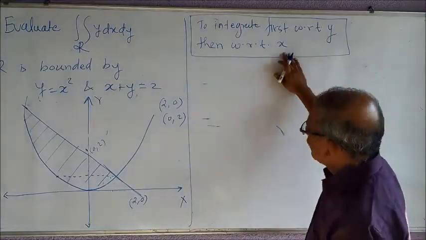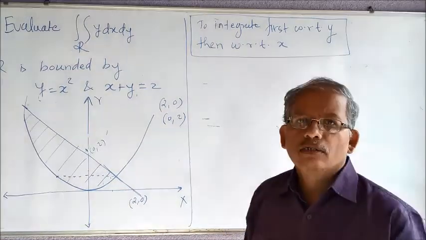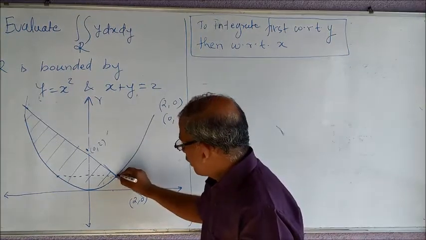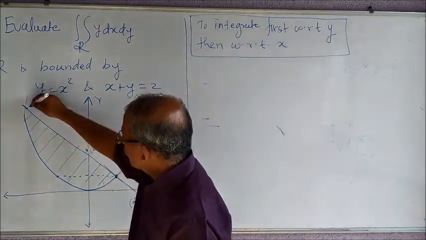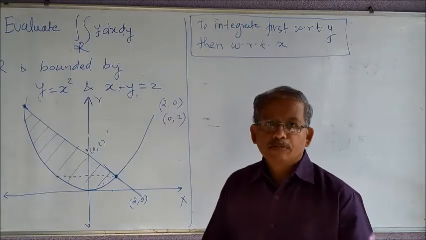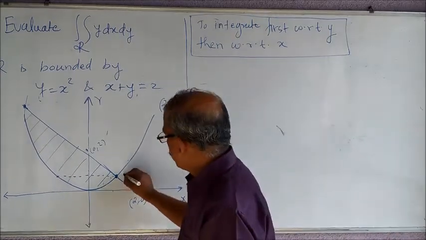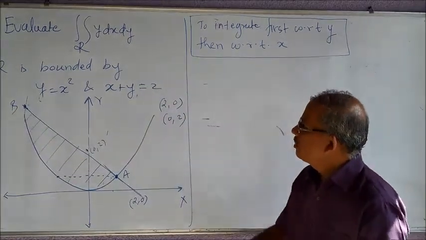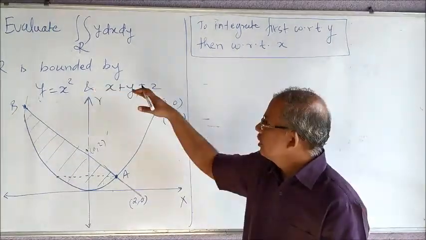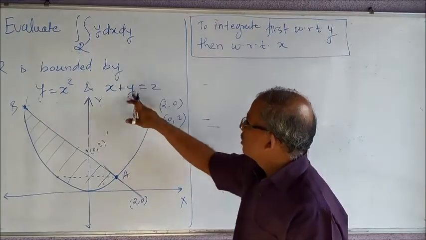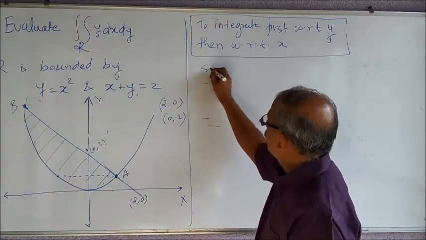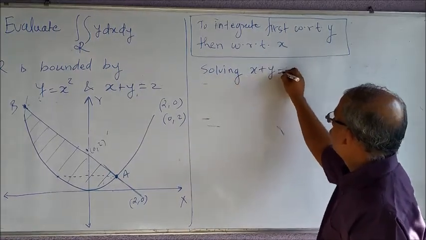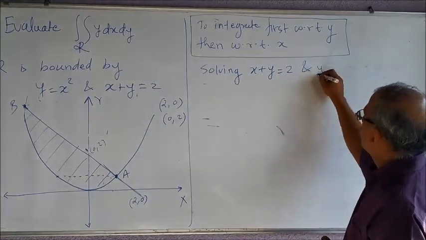Now once we decide like this, we will obtain the boundaries of this. So I require this point and I require this point, that is the points of intersection. Let me call this as A and this as B. Now how will you get this point? We need to solve these two equations: x plus y equal to 2 and y equal to x square.